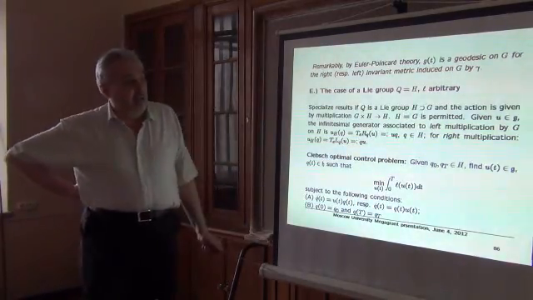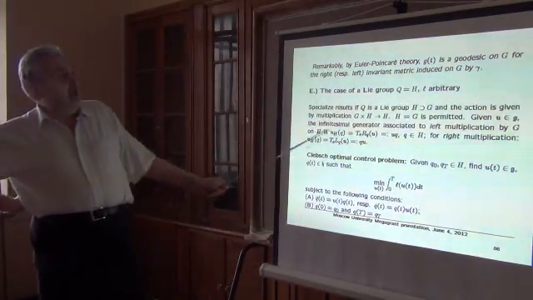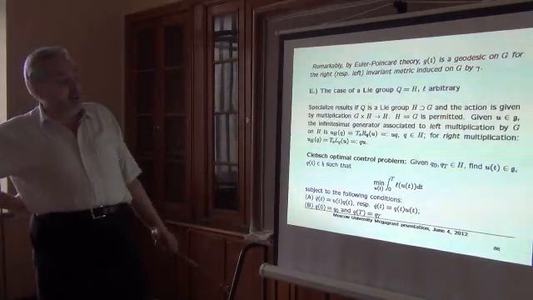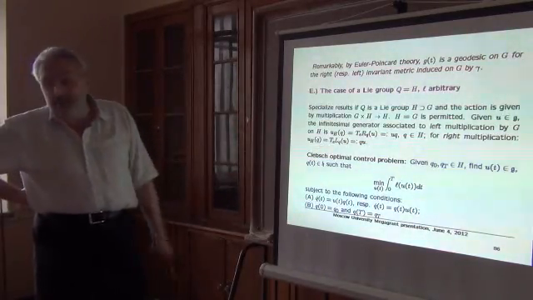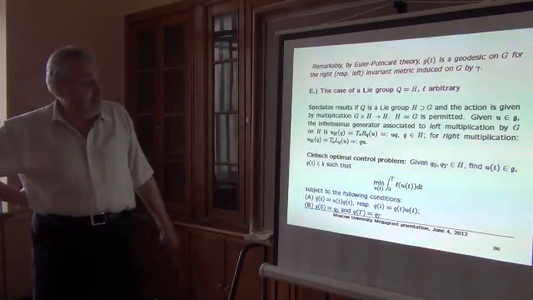And of course this is permitted. I take U in the Lie algebra. I look at the infinitesimal generator. I know what this is. If it acts on the left, the infinitesimal generator is given by a right translation. Okay.